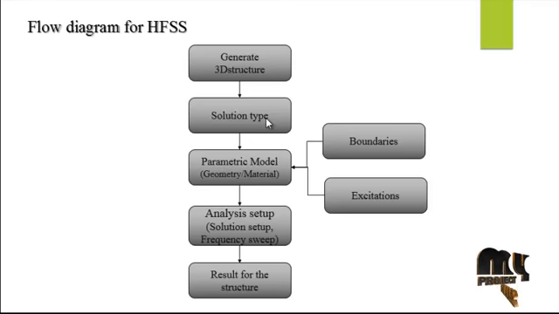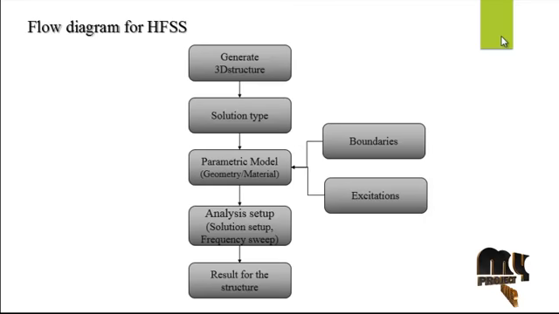A parametric model consists of geometry, material, boundaries, and excitation, followed by an analysis setup. Here we are using a solution setup with a frequency sweep, with start and stop frequencies, and then the results of the structure. Finally, we calculate the return loss, radiation pattern, VSWR, and bandwidth using the HFSS software.